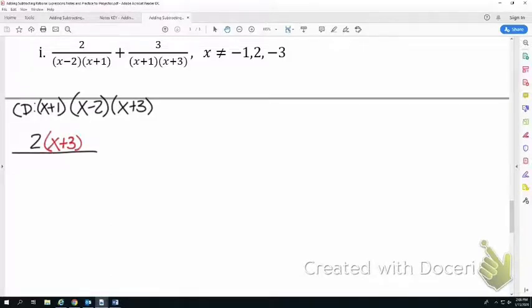This is the one that I was referring to earlier where I'm not going to write that whole denominator over and over and over again. You can, but I'm not. So looking at the second fraction, Preston, what is the denominator missing on it? X minus 2.